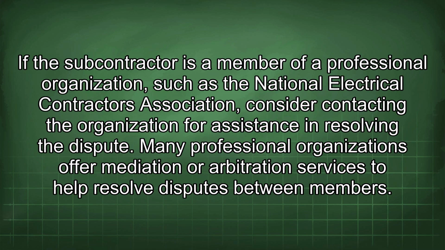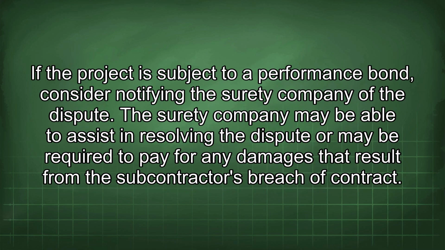If the subcontractor is a member of a professional organization, such as the National Electrical Contractors Association, consider contacting the organization for assistance in resolving the dispute. Many professional organizations offer mediation or arbitration services to help resolve disputes between members. If the project is subject to a performance bond, consider notifying the surety company of the dispute. The surety company may be able to assist in resolving the dispute or may be required to pay for any damages that result from the subcontractor's breach of contract.